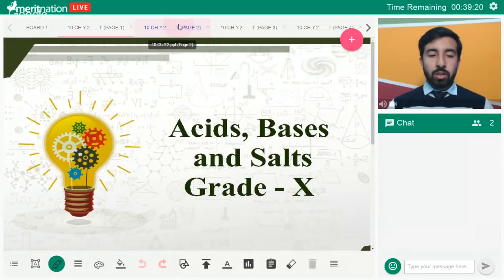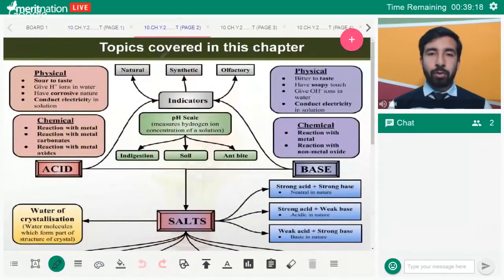Okay, so let's first of all quickly have a recap of all the topics which are included in this chapter. As the name of the chapter is acids, bases, and salts, let's begin with the acids. We all know that the physical properties of acids include: they are sour in taste, they give H plus ions in water. That means they release H plus ions when they are dissolved in water. They have corrosive nature and they conduct electricity in solution. So these are a few physical properties of your acids.